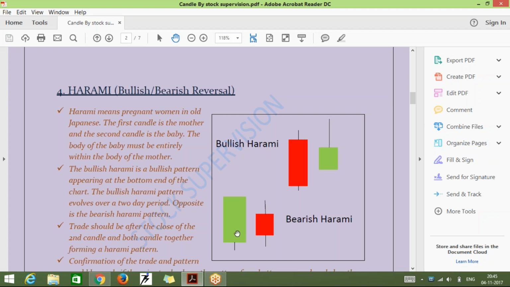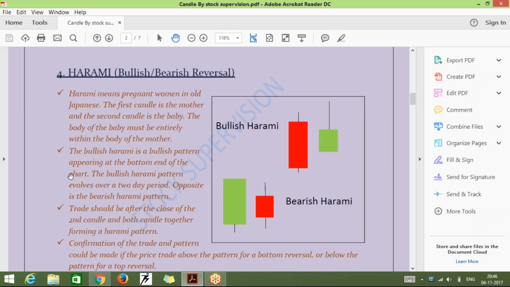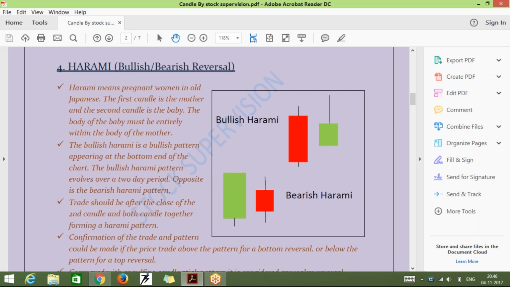And there are a few candlesticks which confirm bullish continuation and bearish continuation. We will look into that afterwards. So again, the trade setup is written here.